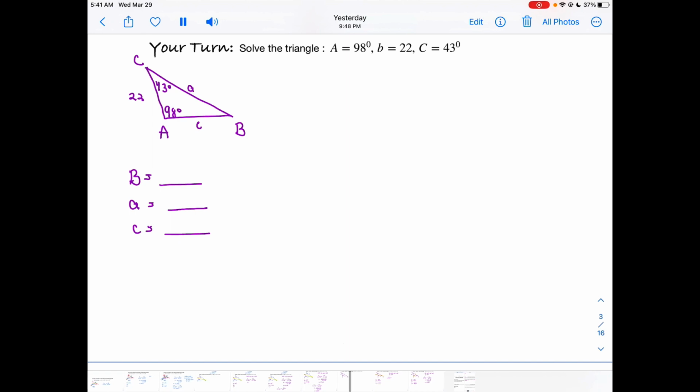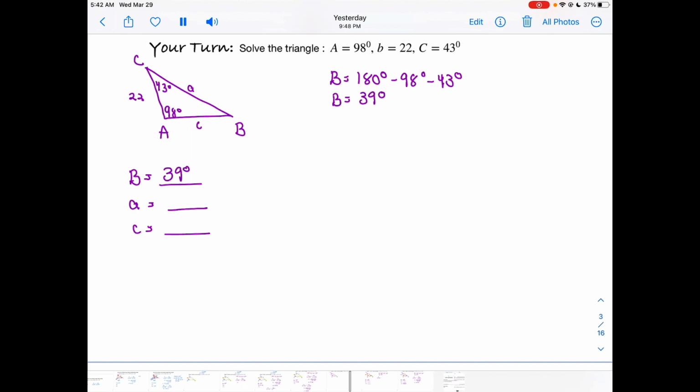All right, so I don't have a ratio here where I have a side and angle opposite, but I can easily figure out angle B by recalling that 180 degrees minus my two given angles will equal my missing angle. So I would start this by solving for angle B, which is 39 degrees.